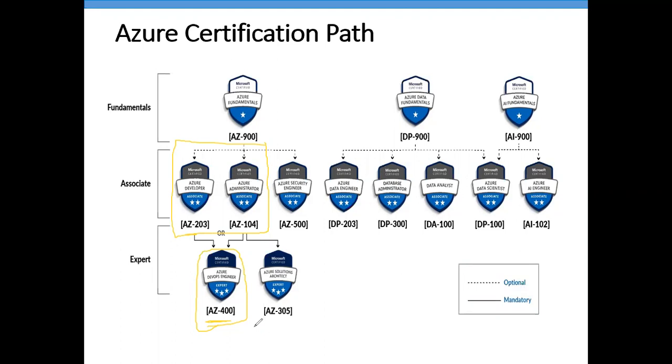Okay, before that we need to do AZ-900, right? No, AZ-900 is optional. See here it is mentioned. Fundamentals are optional. You can directly go with associate also. But to go to expert, you need to first go with associate. That is the prerequisite.